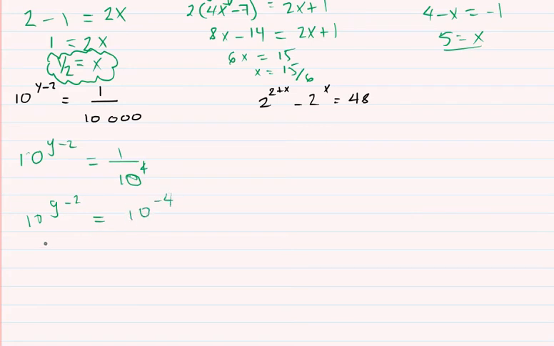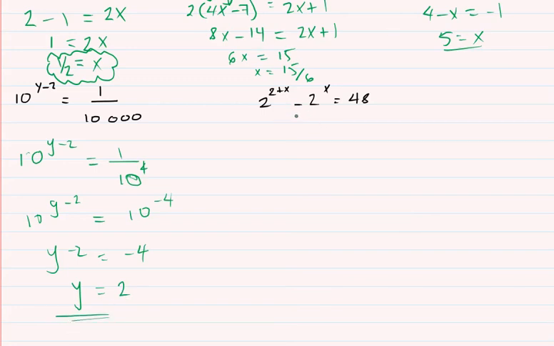Now that the bases are identical, we can equate the exponents. So y minus 2 is equal to minus 4. Y is equal to minus 4 plus 2, just minus 2.